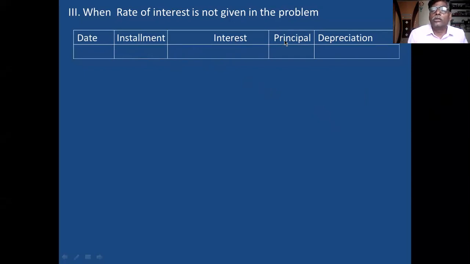Installment minus interest is equal to principal. You remember this equation. I'm repeating once again. Installment minus interest is equal to principal. Clear? Then depreciation we calculate according to the given method. Okay. This is the third method. First method, cash price and rate are both given. In the second method, cash price is not given. In the third method, rate of interest is not given. Okay, this is the third one.